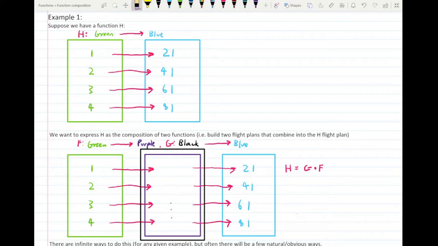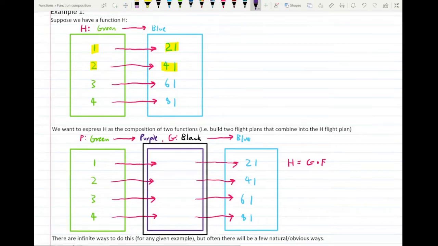But most often when you see these types of problems, there's going to be one or two choices that are somehow natural or evident. In this case, h takes each number in the input set, multiplies it by 20, and adds 1. For example, 1 times 20 is 20, and then plus 1 is 21, and 2 times 20 is 40, plus 1 is 41, and so on.